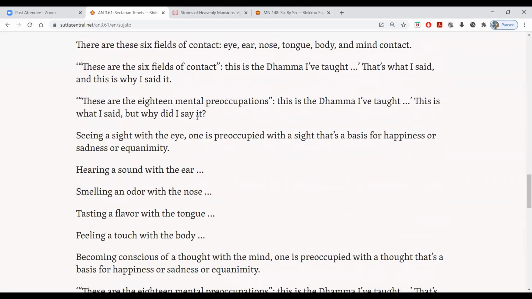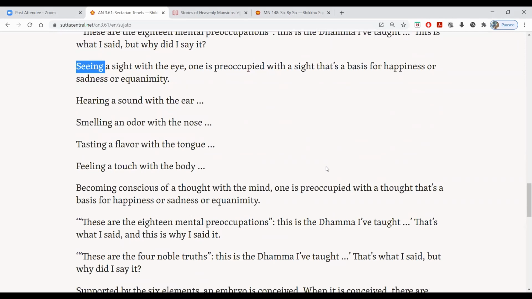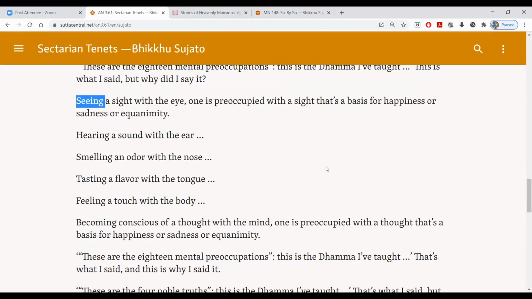What are these 18 mental preoccupations? Buddha teaches here. Seeing a sight with the eye, one is preoccupied with the sight. That is the basis for happiness or sadness or equanimity. So that means after seeing something, it does not end there. We take that object with us. Maybe we keep it for a week, for a month, for a year, for years and years, and for lives and lives maybe.